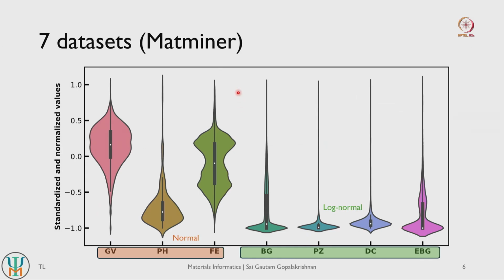Just to visualize how the data sets themselves are distributed: this is your shear modulus, phonon frequency, formation energies, computed band gap, piezoelectric modulus, dielectric constant and experimental band gap. These are standardized and normalized distributions. You see that shear modulus, phonon frequencies and formation energies are more normally distributed, with a fairly large range of values between -1 to 1 occupied by most of the data points, whereas these 4 properties are more log normally distributed. So you see that the data distribution is fairly skewed.